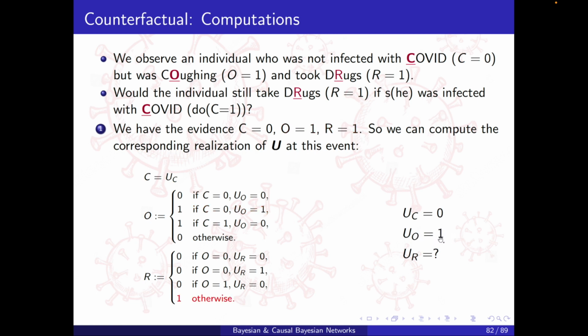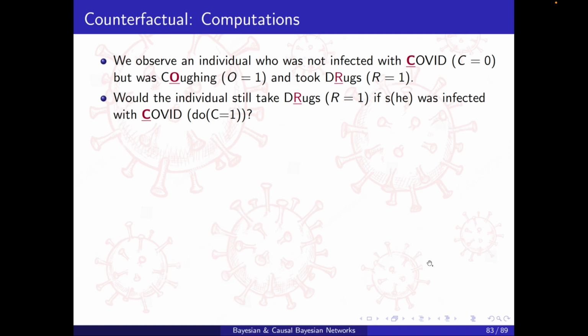Okay, now for the third one, I know R is 1, so the otherwise case is happening here. I also know that O is 1, so it should be that I have O equal to 1 and UR equal to 1. So UR should be 1. Okay, great. So I obtain my U values.